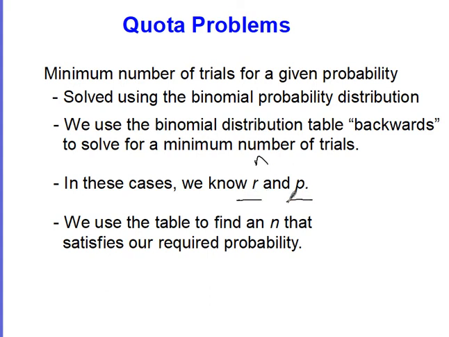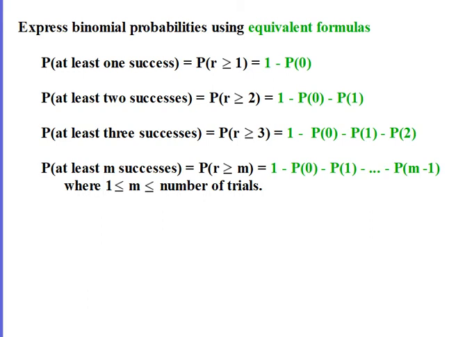So we know how successful we want to be, and we do know the probability of being successful on one particular trial. We're going to use that table to work our way backwards to find some grouping of n. But we're going to have to use this complement idea because most of the time we're going to have an "at least" situation. Now, when it's at least, I really don't know when that ends.